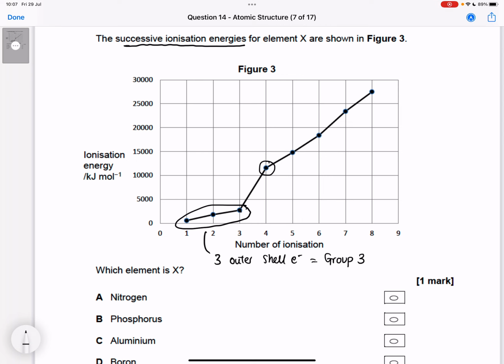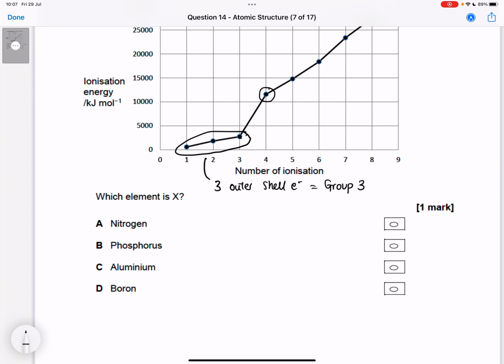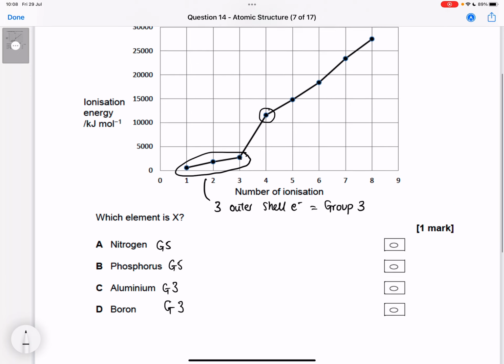Things with 3 outer shell electrons are in group 3 of the periodic table. So then you would need to look at your periodic table. And when you're looking at your periodic table, you can see that nitrogen's in group 5, phosphorus is in group 5, aluminium is in group 3, so it's kind of tempting to pick aluminium, but boron is also in group 3. So there's obviously a tiny bit more to this question.